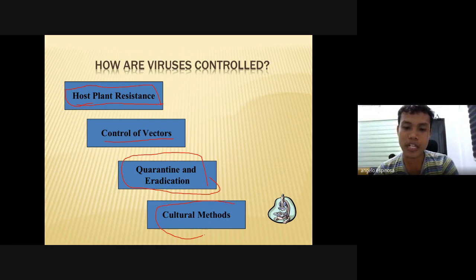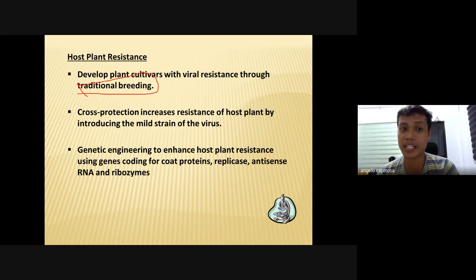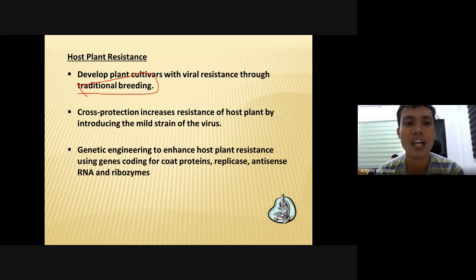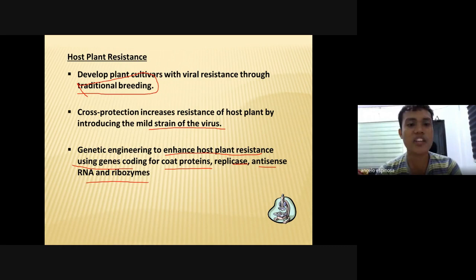Anong ginagawa? Develop plant cultivars with viral resistance through traditional breeding. No, pwede pa. Pag ganyan, pag nalaman mo na mayroong host plant resistance, gagawa ka ng traditional breeding. No, cross protection increases resistance of host plant by introducing a mild strain of the virus. Next, genetic engineering to enhance host plant resistance using genes coding for coat proteins, replicase, antisense RNA, and ribozymes. Ibig sabihin yan, you get a sample of that host plant resistance and then you are going to make what?